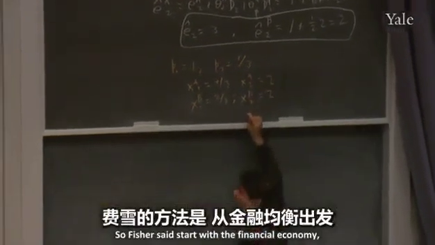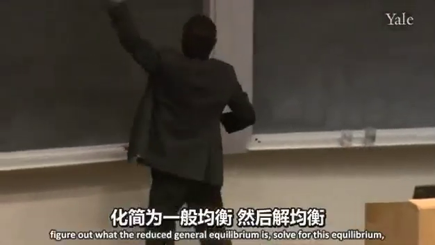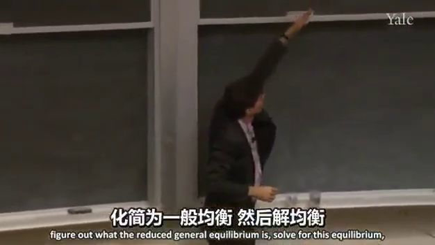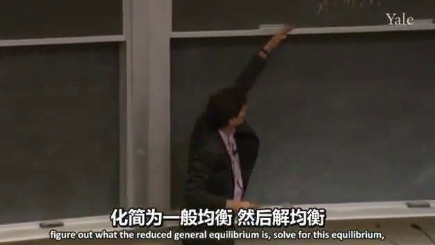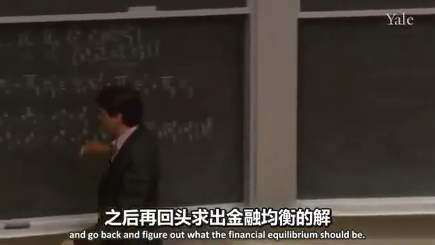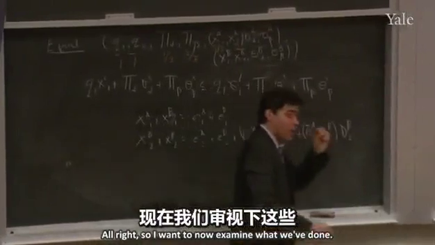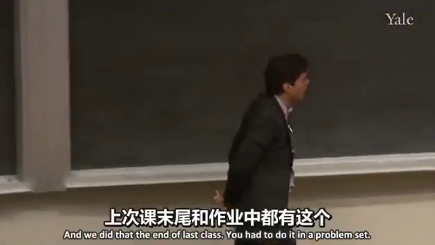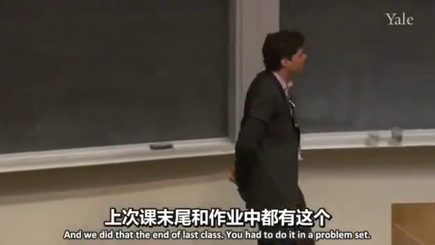Okay, so Fisher said, start with the financial economy, figure out what the reduced general equilibrium is, solve for this equilibrium, and go back and figure out what the financial equilibrium should be. All right, so I want to now examine what we've done. And we did that at the end of last class. You had to do it in a problem set.